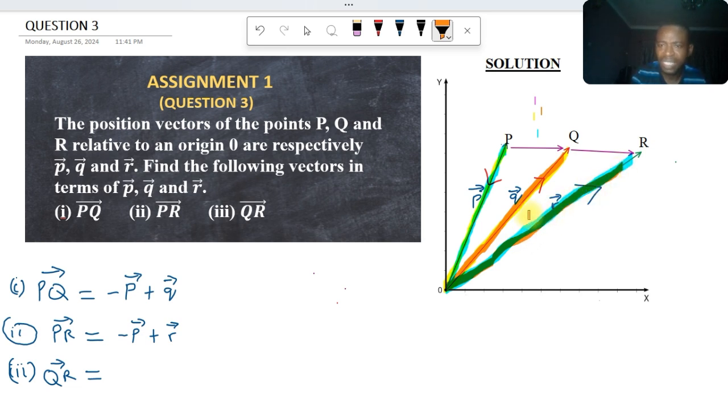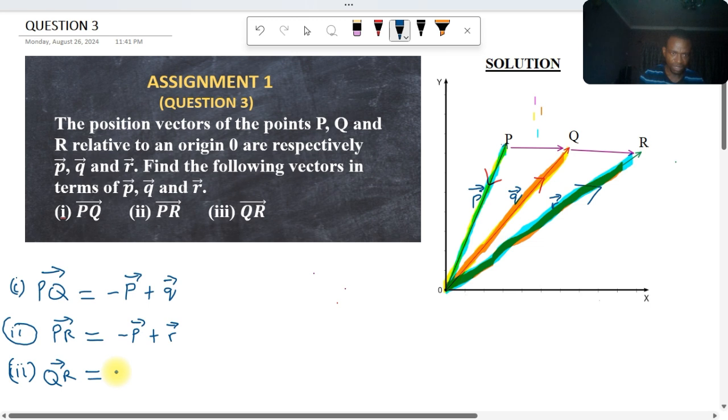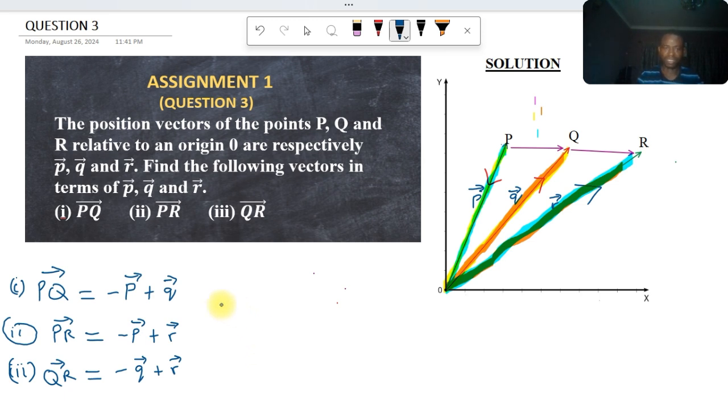So in that case, I will have negative Q, minus Q, and plus R. This is how to answer the question. Okay, these are the things.